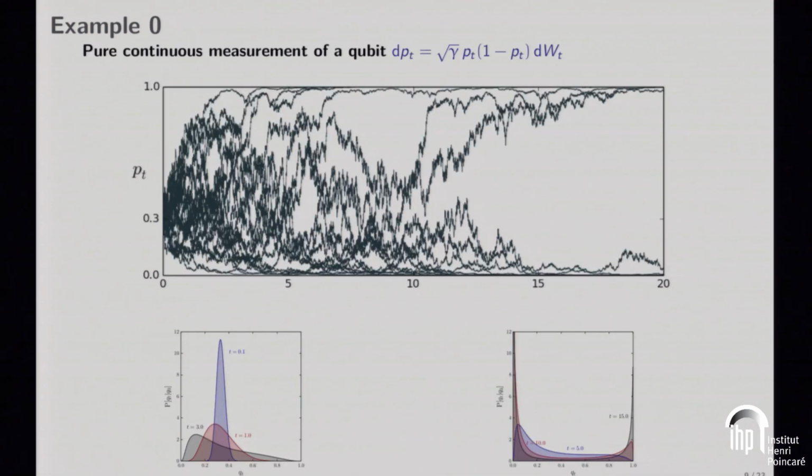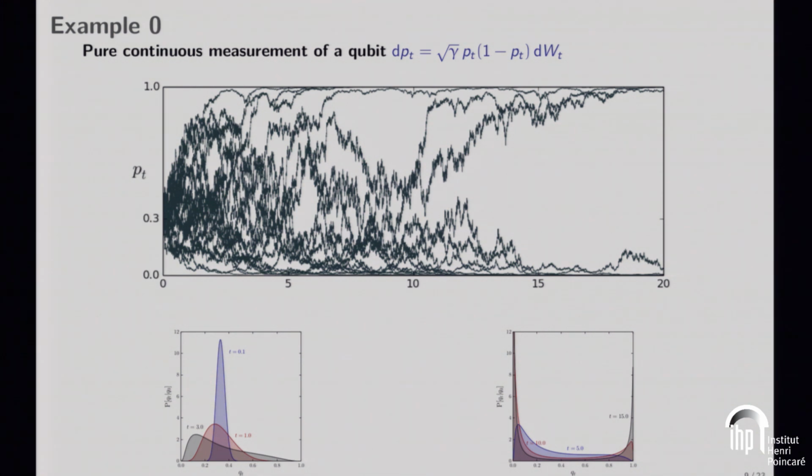But of course, this is random. So if I were to start many times from this point 0.3, I would converge to 1 or 0. And of course, the probability to end up here is 0.7, and the probability to end up here is 0.3. So it's exactly what the Born rule would predict. So this has to be consistent. Otherwise, continuous measurement would be sort of useless in that case.